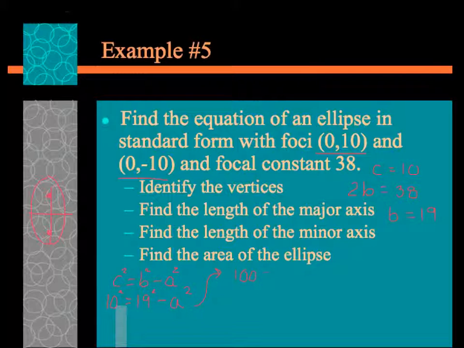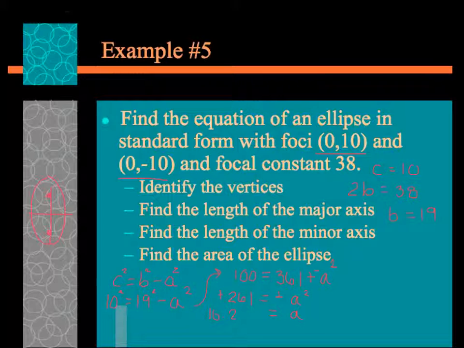So 100 is equal to 361 minus a squared. And now we want to solve for a squared. So we see that 361 is added to it because this is really plus the opposite of a squared. So I'll subtract 361 from both sides of my equal sign to get negative a squared. And to get rid of that negative, I just multiply both sides by negative 1. So a squared must be equal to 261. When I square root to find a, the square root of 261 is about equal to 16.2.